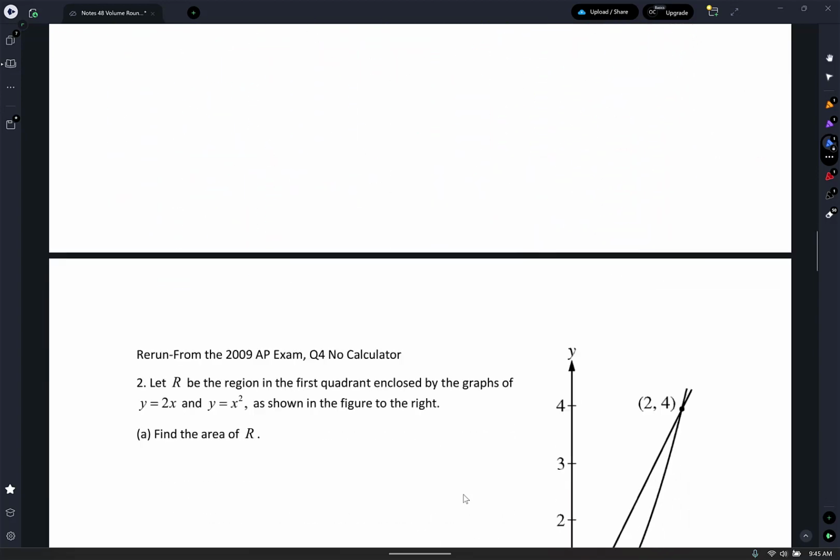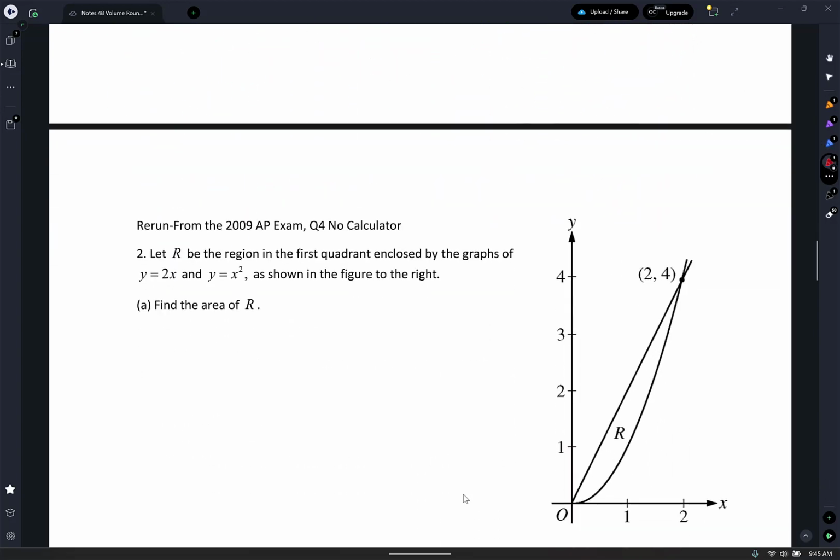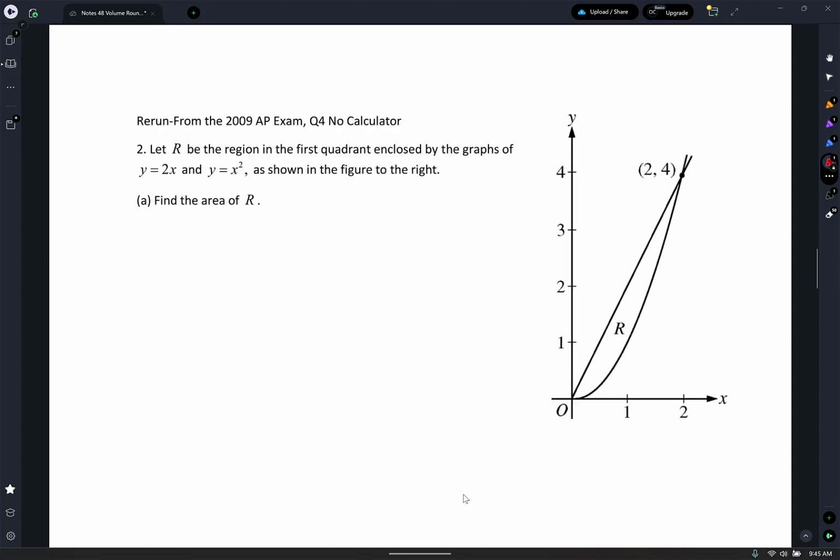Okay. All right. This one right here, guys. If you have no calculator, they're testing to see if you know how to do the correct antiderivative. So let R be the region in the first quadrant enclosed by the graphs of 2x and x squared. Find the area of R. Here it is. Hopefully you know which one's a parabola, which one's not. x squared and 2x. And you have no calculator on this one, guys.